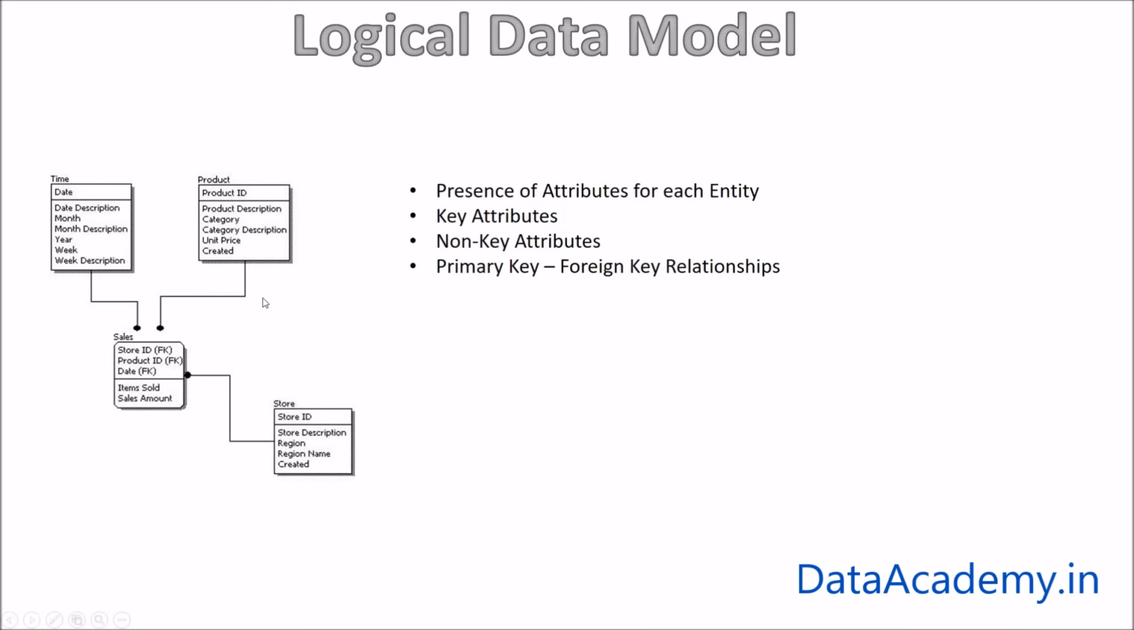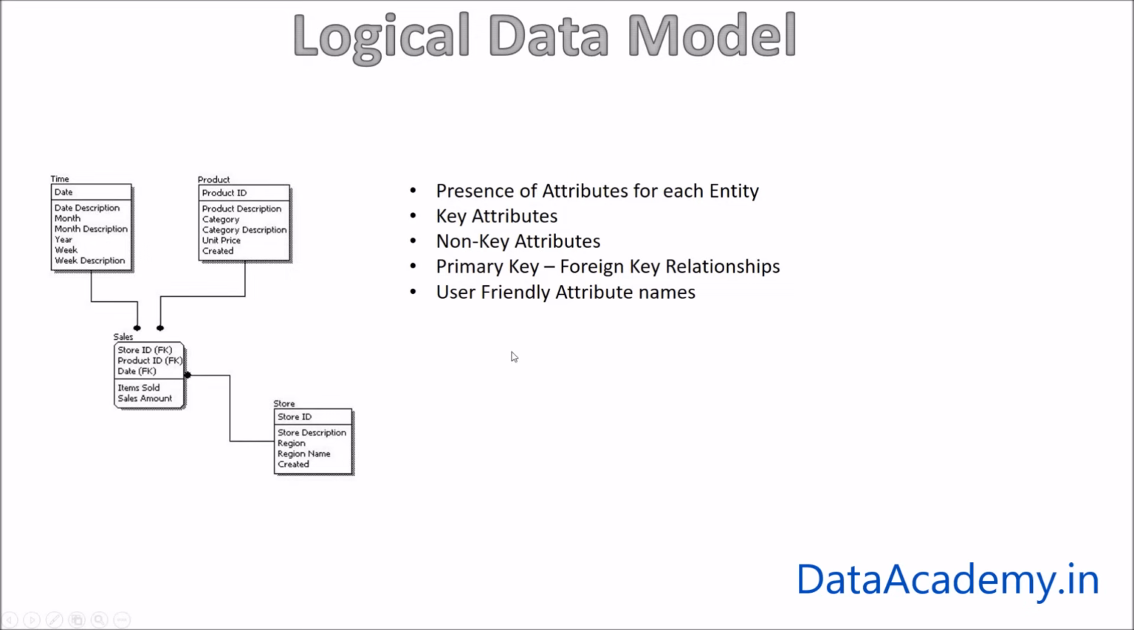Then we have the primary key foreign key relationships clearly defined. The key attributes that are mentioned here for each entity can also be used as a primary key, and these primary keys are referred to as foreign keys in the sales entity table, as is apparent from the word FK enclosed within parentheses, right? So this is a detail that has been added, and this was not available in the conceptual data model.